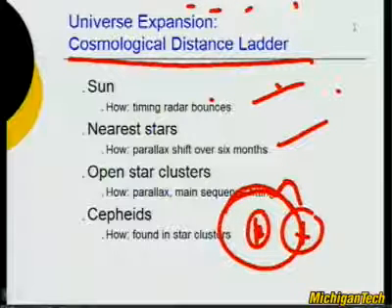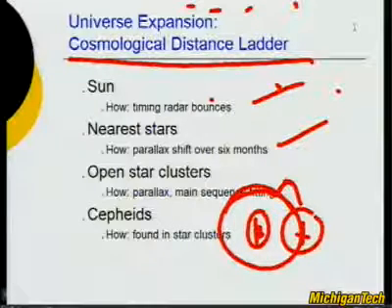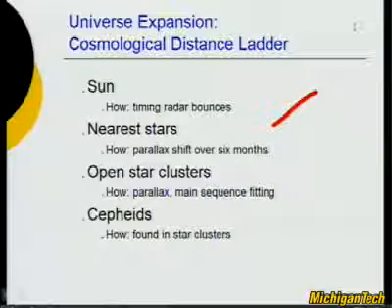So judging by how fast things go by, like telephone poles go by, you can estimate how far away those telephone poles are. So that gets us to the nearest stars. Star clusters, there's a different way.